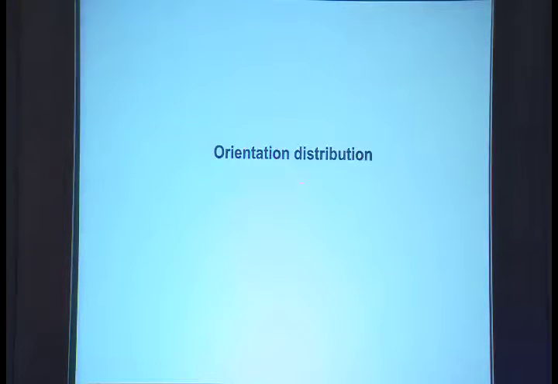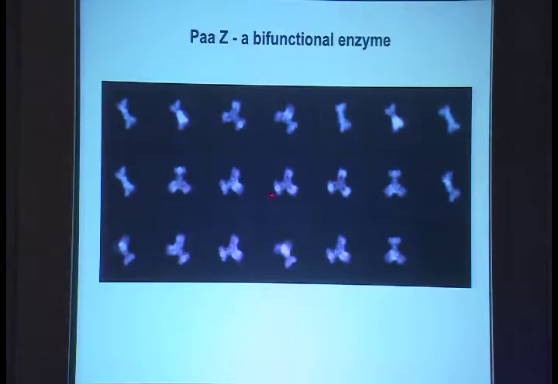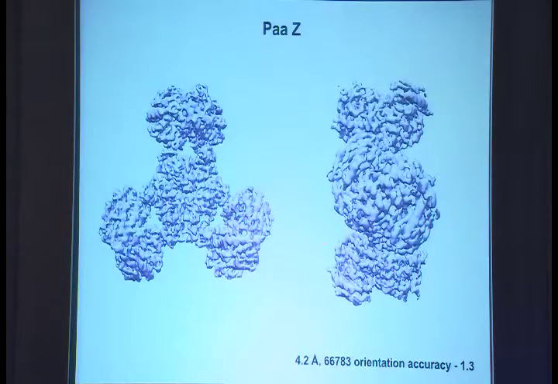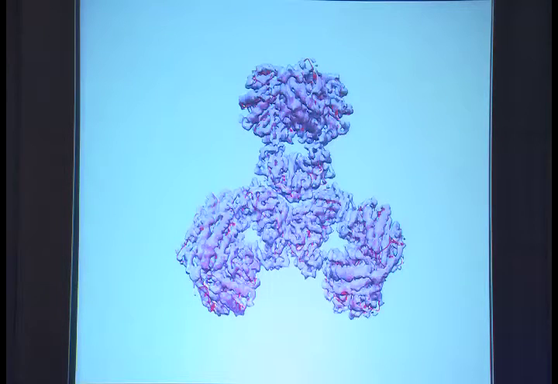So, orientation distribution. You may have seen this from Nitesh, who gave a talk a couple of days back. This is an enzyme which is bifunctional. I thought I would use it to demonstrate what happens when you have a preferred orientation. This is the map we got with all the particles, about 4.2 Å, and you could fit the model nicely. There are some regions which are not explained by crystallography, which you can build.